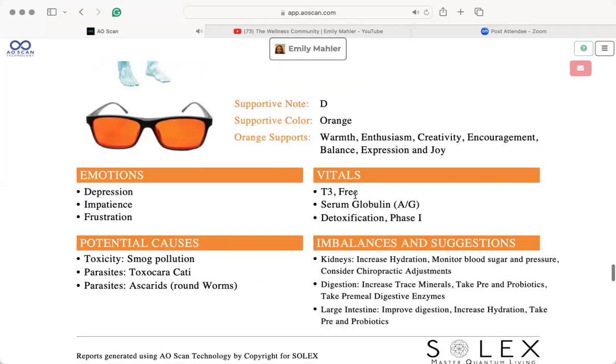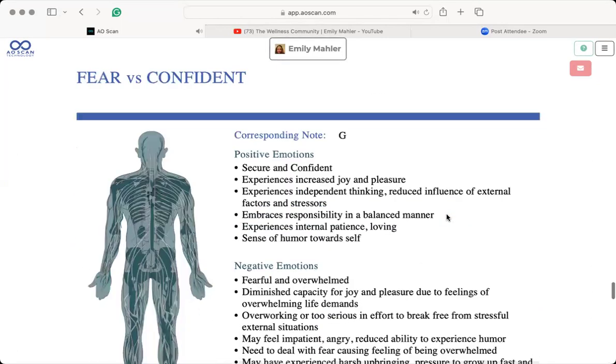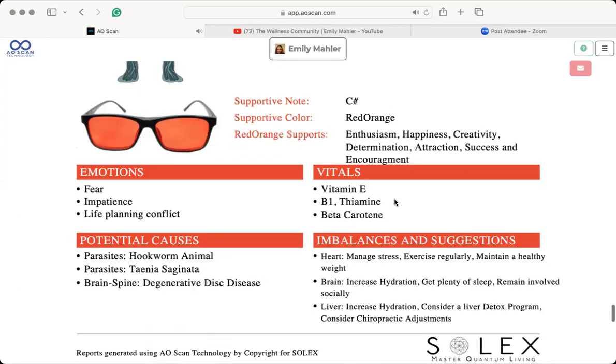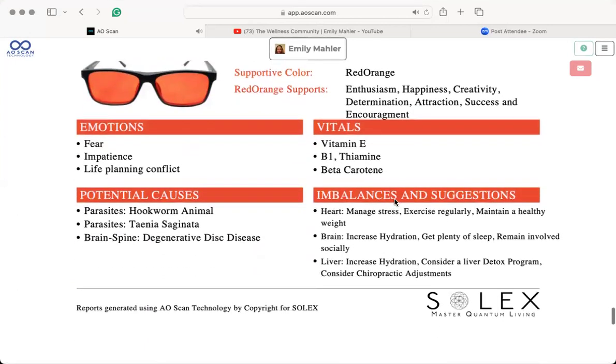There's a T3 again, so some more hormonal issues. I don't remember where the serum globulin comes in. Detoxification phase 1, that just has to do with my body detoxing something. It might need some extra support. Vitamin E, B1, and beta carotene again. So look, there's a pattern. I see that beta carotene again.